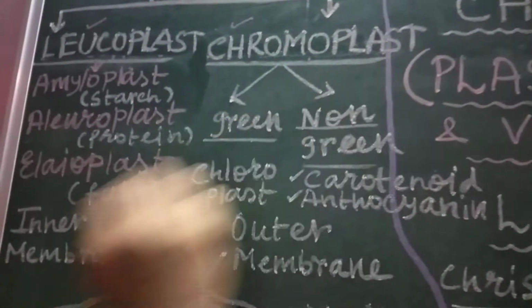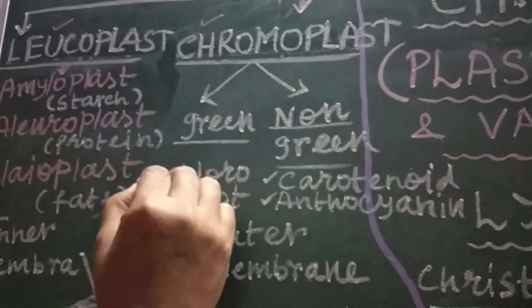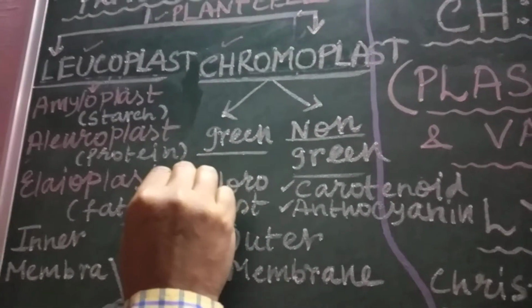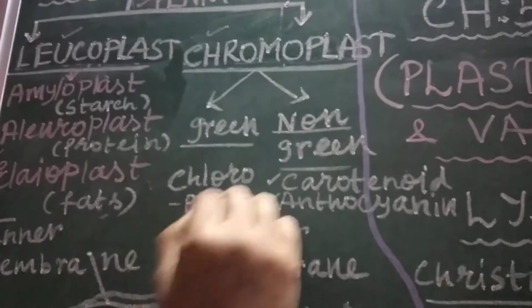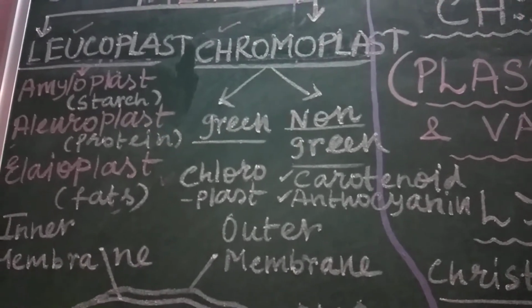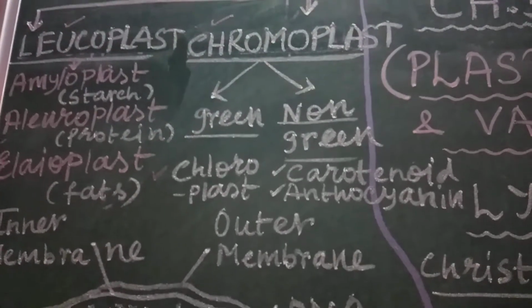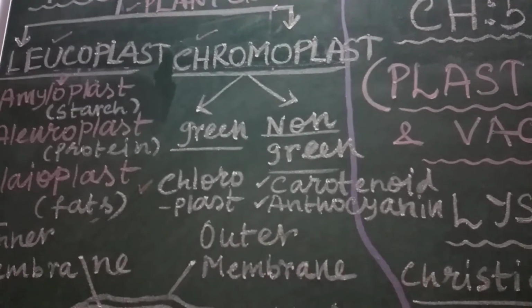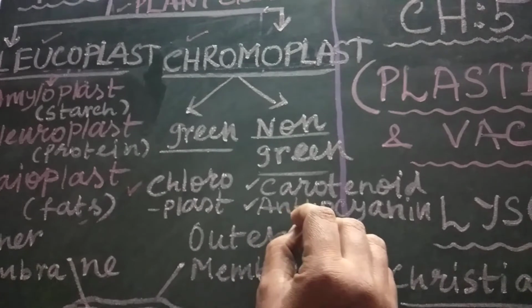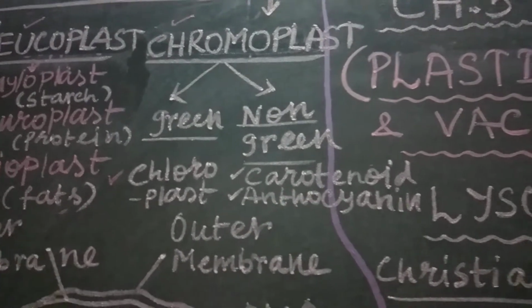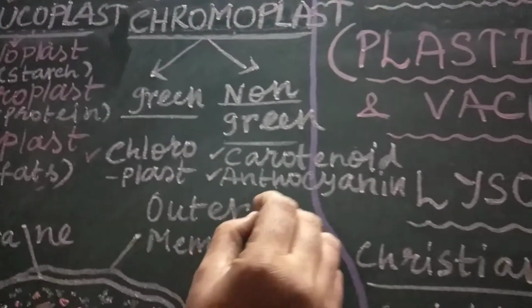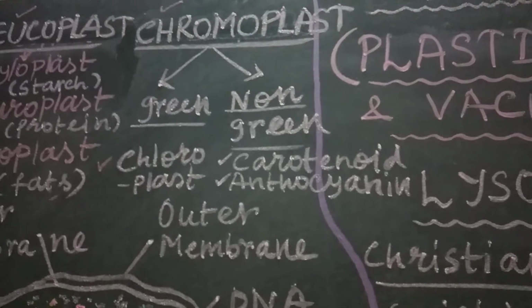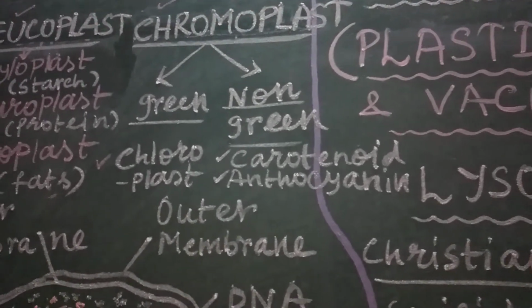Chromoplasts are again of two types, green and non-green. Green is known as the chloroplast, which is very familiar to you, and is responsible for photosynthesis in plants. Non-green ones are carotenoid and anthocyanin. Carotenoid pigments are responsible for yellow and brown coloration. Anthocyanin pigments are responsible for blue and red coloration.